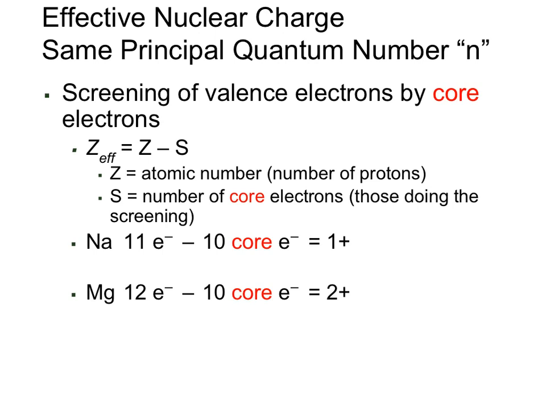And this just shows us some more examples. So once again, Z effective is equal to our atomic number Z minus the number of core electrons, which are the electrons doing the screening. They're the electrons that shield those outer electrons from feeling the pull of the nucleus. And so the effective nuclear charge for sodium, 11 electrons total, minus 10 core electrons for an effective nuclear charge of 1. Magnesium, 12 electrons minus the 10 core electrons, for an effective nuclear charge of 2.